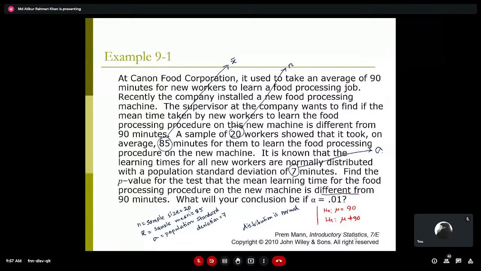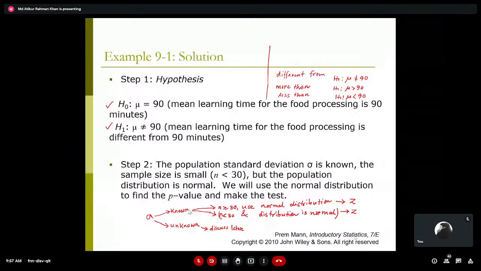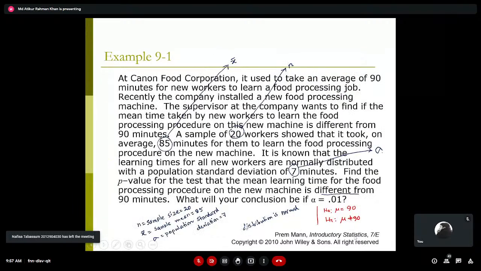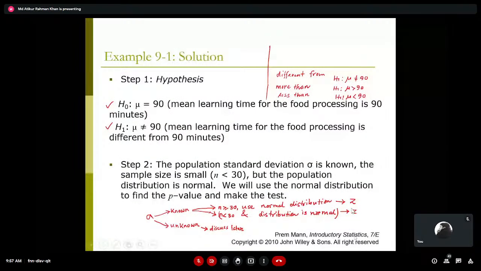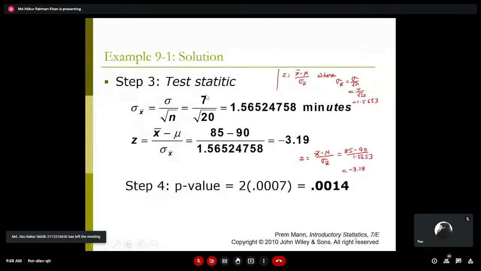So when the sample size is small, we must satisfy the second condition, that the population distribution is normal. If n less than 30, we must have a normal population. So in that case, n less than 30 and population is normal, so we can use Z. That has been mentioned here. In our case, sigma known, n less than 30, but population distribution is normal. So you can use normal distribution and calculate the Z statistic, which we have done here in step 3.